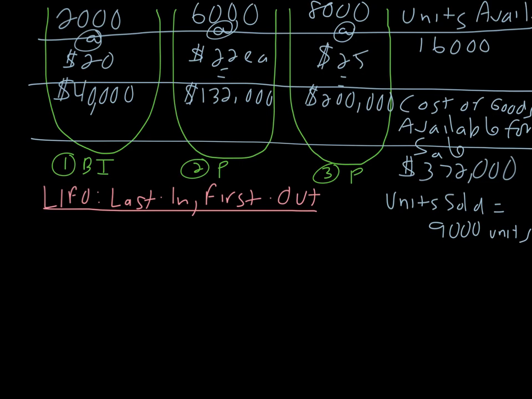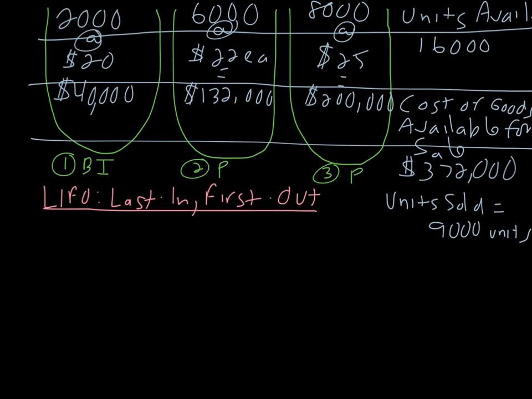Same process as FIFO, but in FIFO you started with the first bucket, then went down the line. In LIFO you're going to start with the last bucket, the third bucket, and then go backwards. And I need to take 9,000 units out of the buckets. So we're going to look at that first bucket here, or the last bucket, I'm sorry.